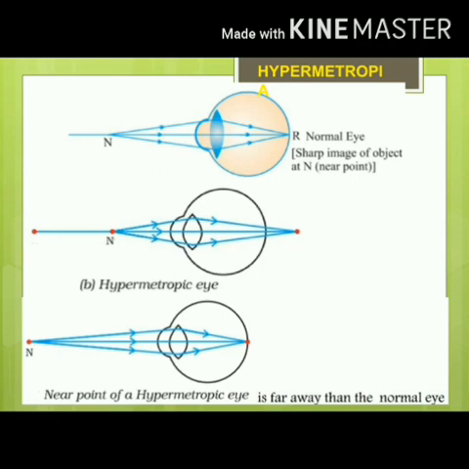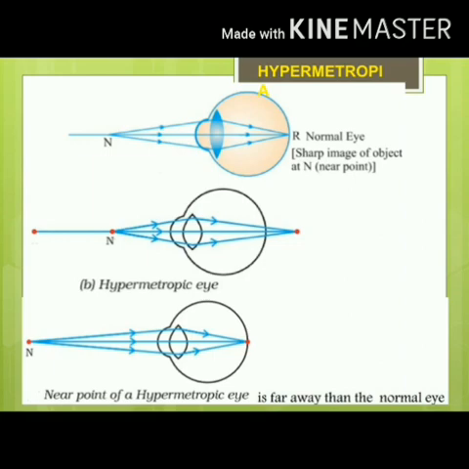N is the near point of the normal eye. What is near point? Near point is the shortest distance from the eye, where if the object is there, it is making the distinct image on the retina. And if you bring the object closer than the near point, then it will not make the sharp image.